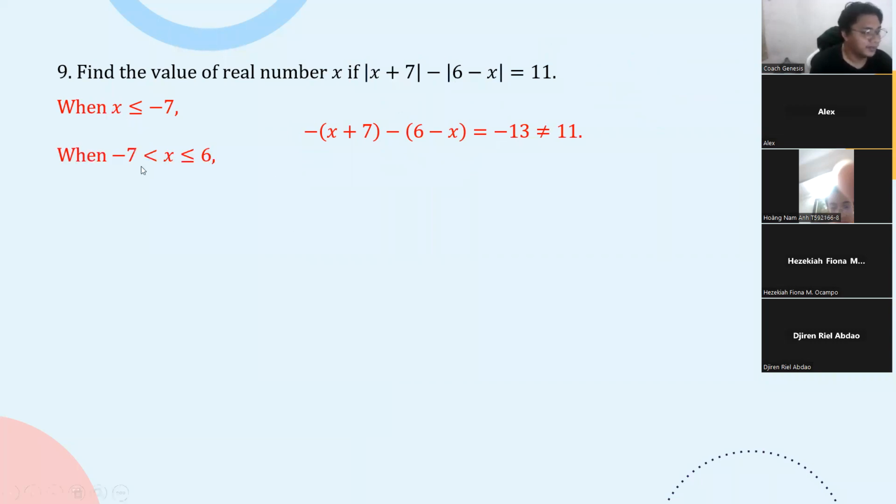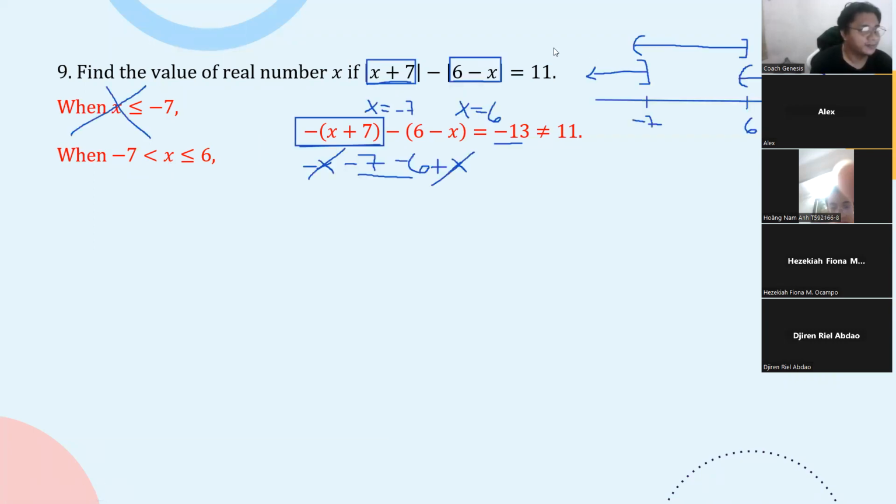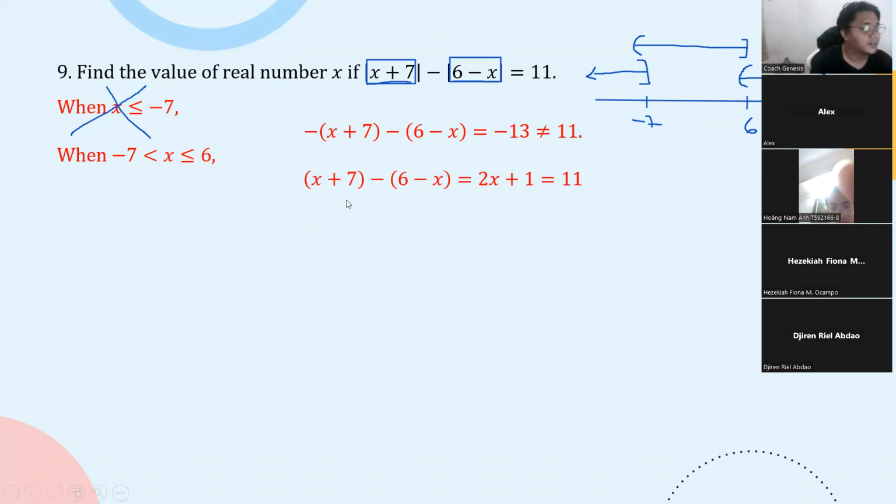Next, when x is greater than -7, oh wait, I could just erase this. Okay. So when x is greater than -7 but less than or equal to 6, you have x + 7. So of course that will become positive. Minus (6 - x), so still positive, is equal to 2x + 1. Because you have 7 minus 6, 1. x plus x, 2x. 2x + 1 is equal to 11. We then solve for x. So you have x is equal to 5.